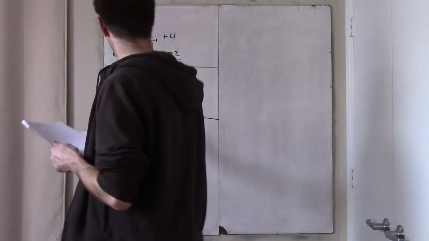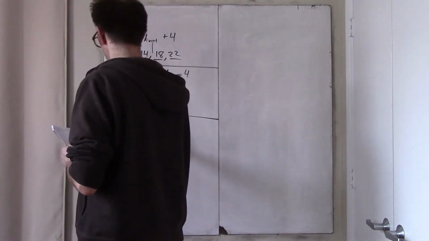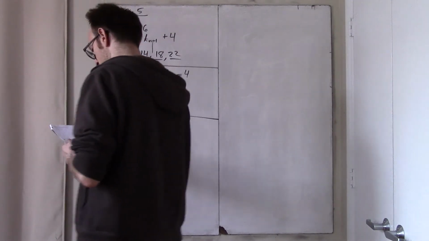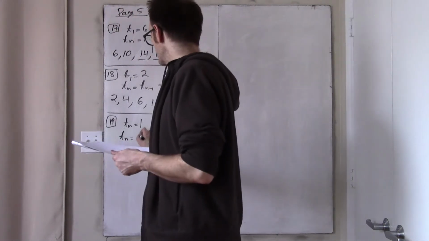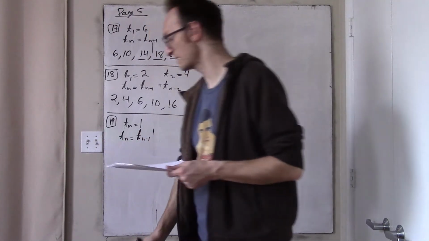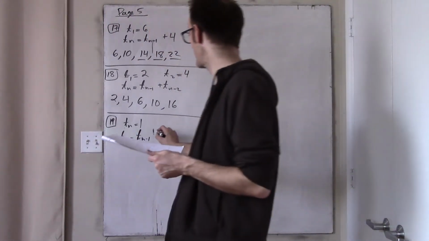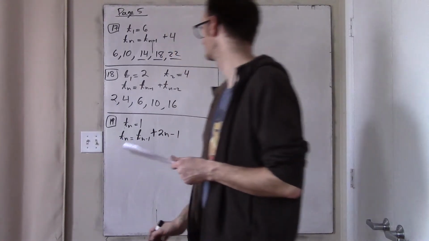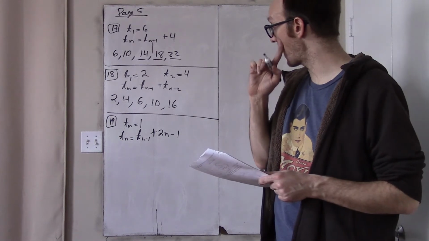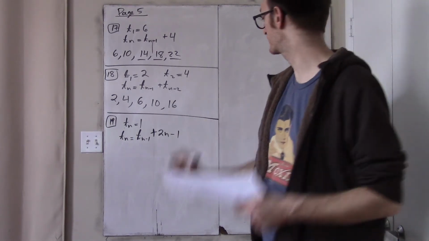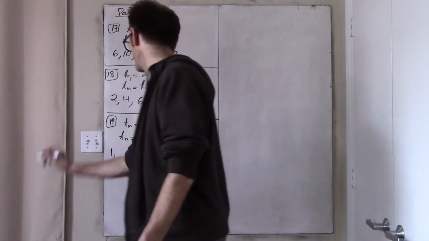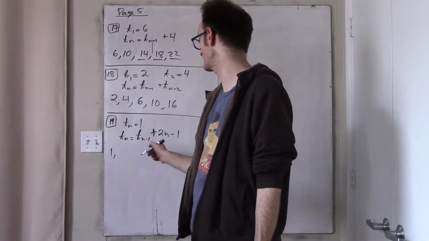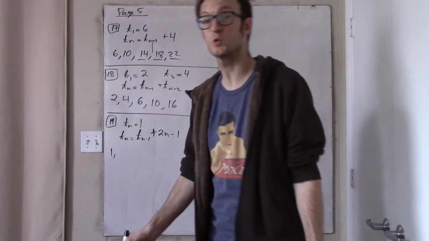19. The first term is 1, and, ooh, this is exciting. The nth term is, this is a more complicated pattern. It's the previous term plus 2n minus 1. Okay, great. Well, let's do it. So the first term is 1. Now the next term, what is it? It's going to be 1 plus, well, n is 2 now, right?